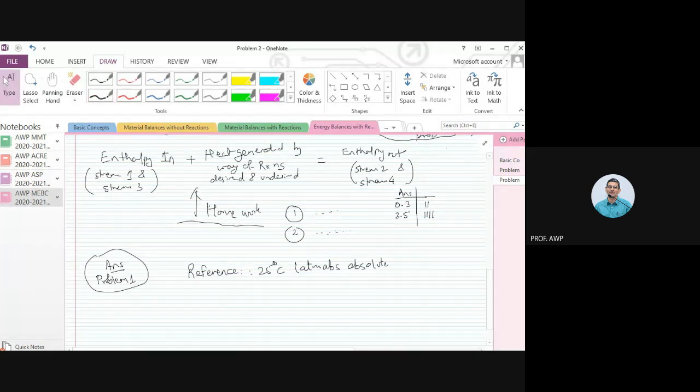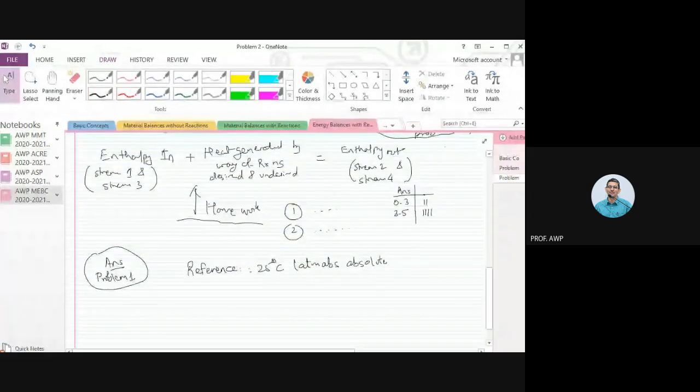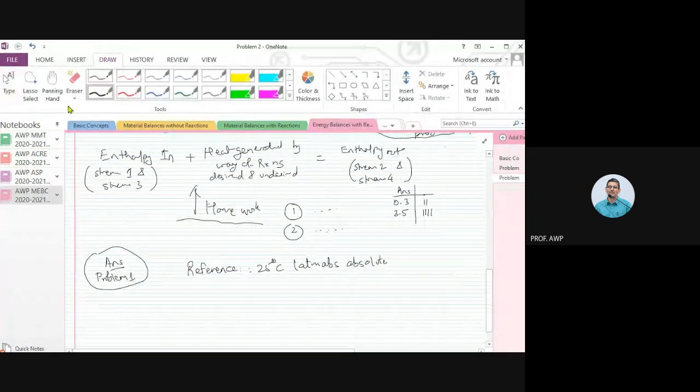So now we try to look at all these enthalpies coming in. So what are we doing? We are saying that at 25 degrees centigrade, 1 atmosphere absolute conditions, all the substances in their natural state, in their state at these conditions, have zero enthalpy.